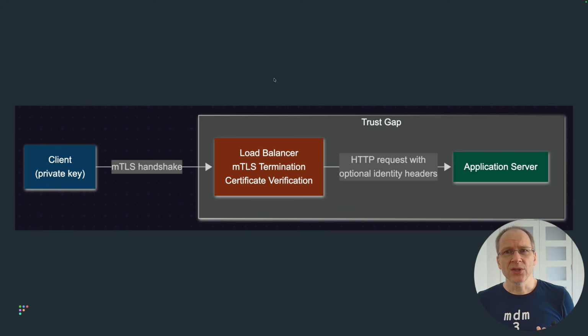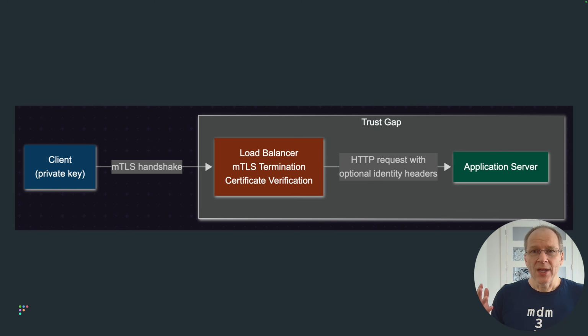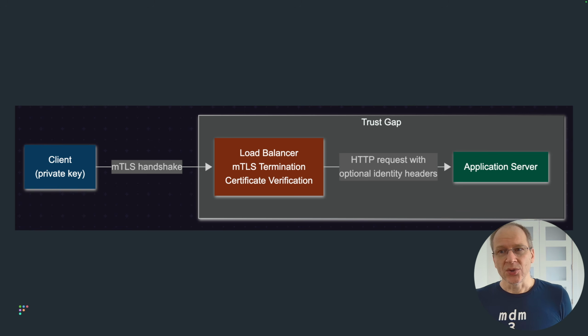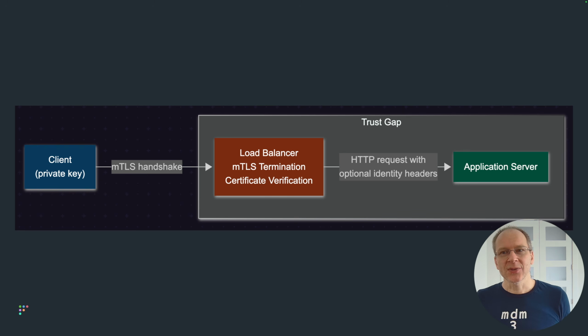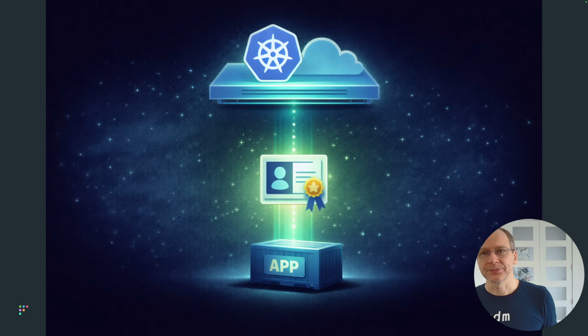TLS is often terminated at a load balancer. Certificate verification happens upstream from the application server. Identity may or may not be forwarded downstream as metadata. So the application server ends up trusting that someone somewhere already verified this client. Now, mTLS is doing exactly what it's designed to do. It's just answering a more specific question than we often assume. So again, the problem isn't cryptography, it's key custody.